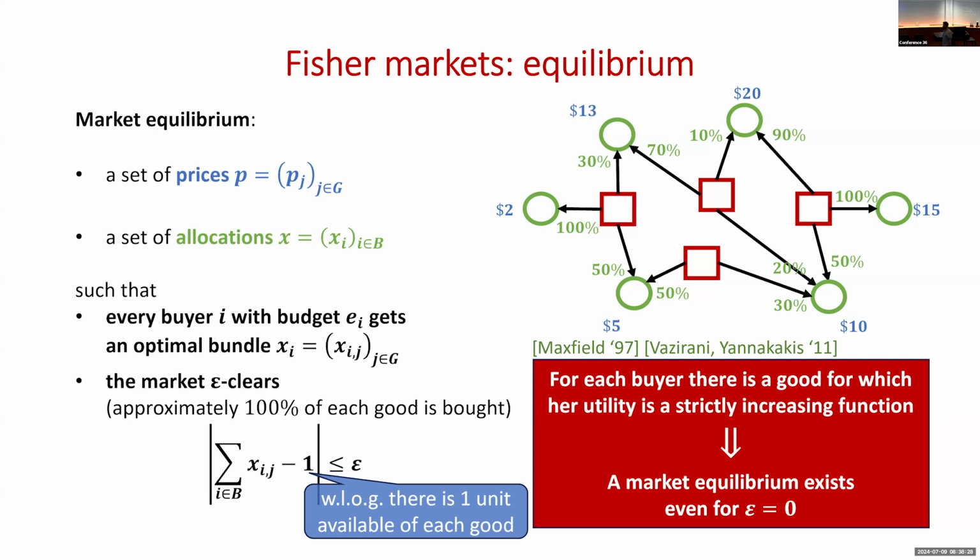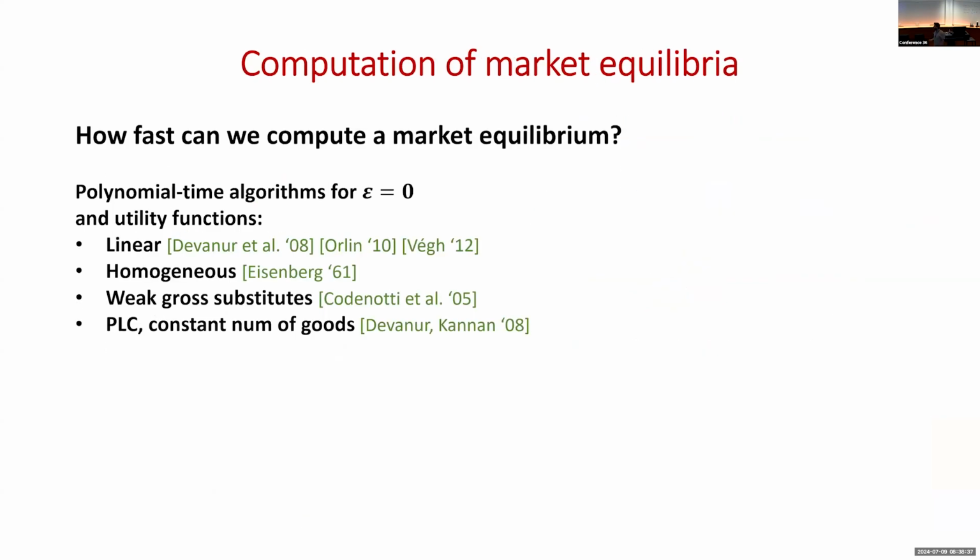But since we are in the equilibrium computation session, this is not enough. So we want to actually compute an equilibrium like this. And so the question here is, how fast can we compute an equilibrium? A lot of work has been done on this front, and mainly on polynomial time algorithms. People have been searching for them, and they have come up with some very nice algorithms, even for exact equilibria.